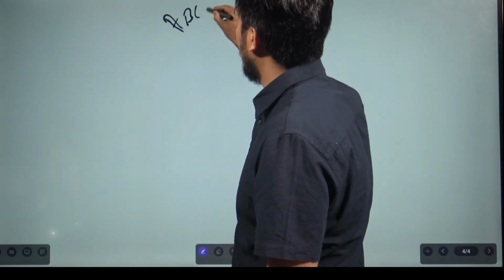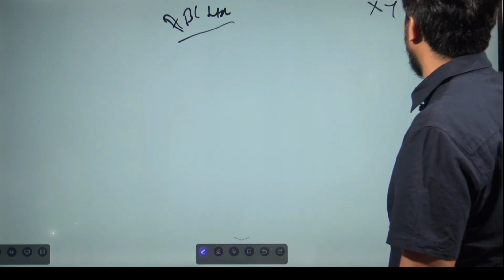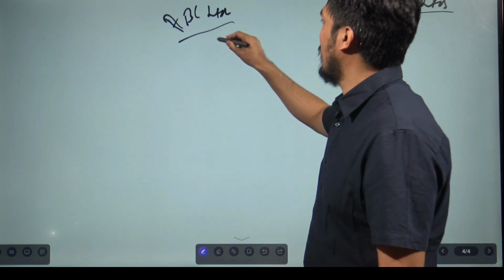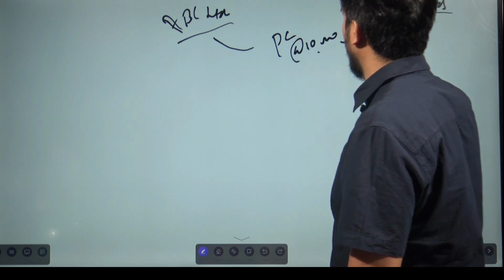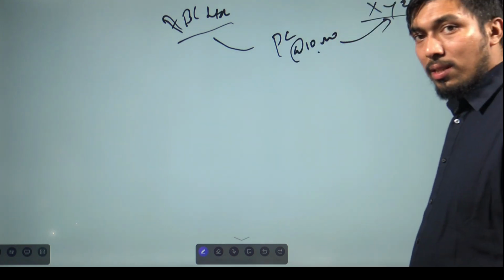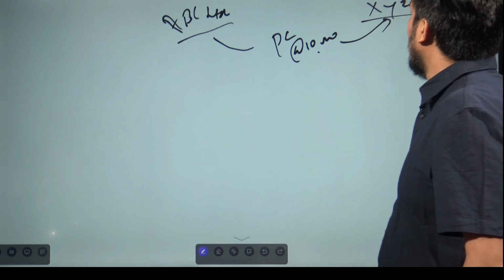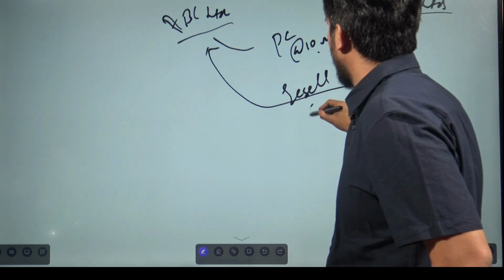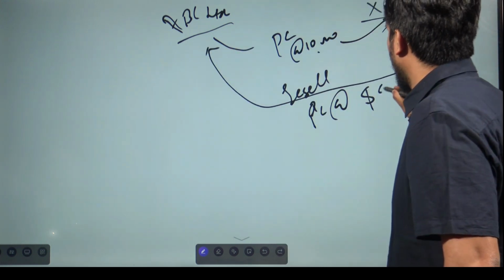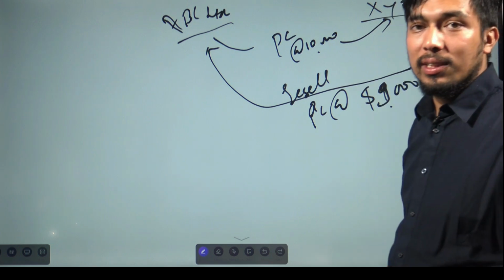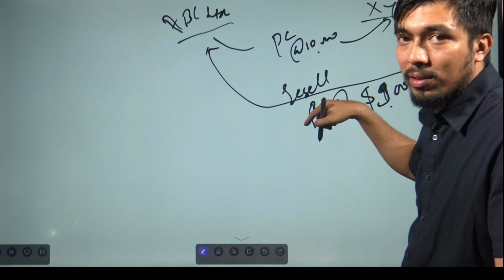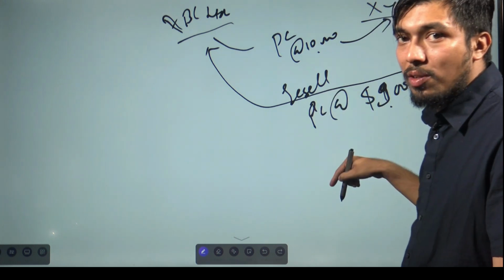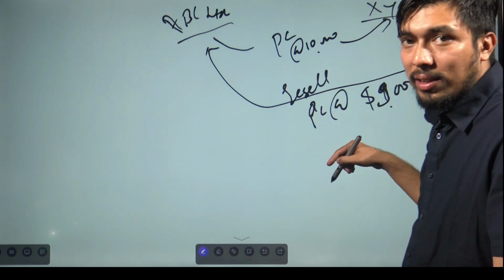ABC Limited, XYZ Limited. ABC Limited is supplying a PC at $10,000 to XYZ Limited, and there is a condition within the agreement that XYZ Limited can resell the PC at $9,000. Then prima facie XYZ Limited has the right to exercise that option, that is a put option. The buyer has the option to exercise. The buyer has the right to exercise that option.